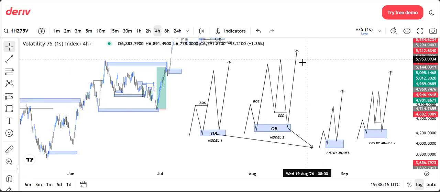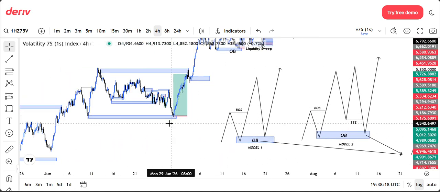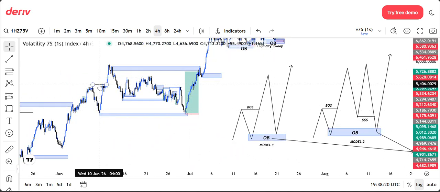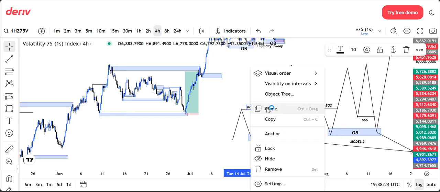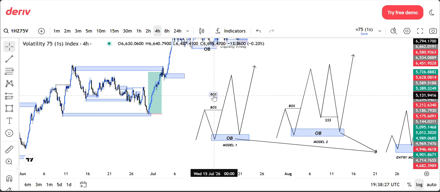All right, so now let's keep this aside. So now let's move on. So this is our 4-hour time frame. So we saw this break of structure to the upside. So here we have a break of structure to the upside. Okay, we have this break of structure to the upside.